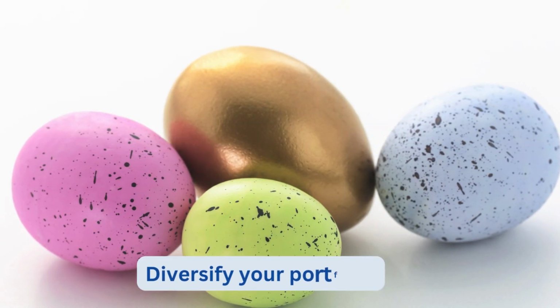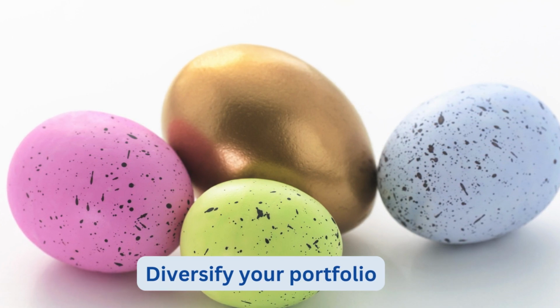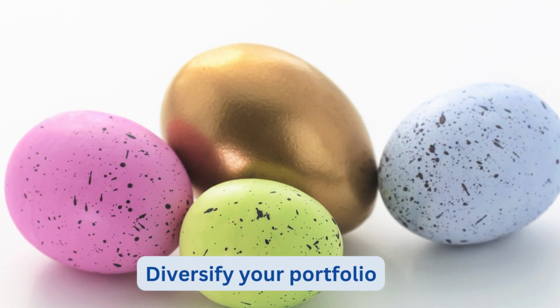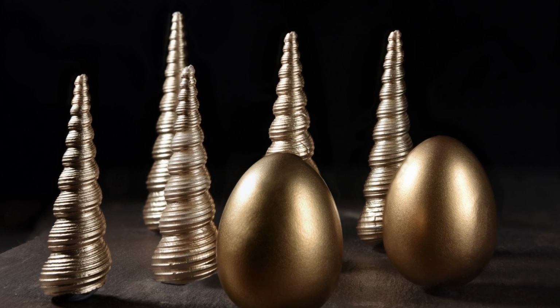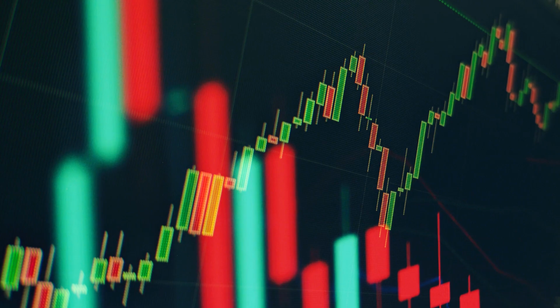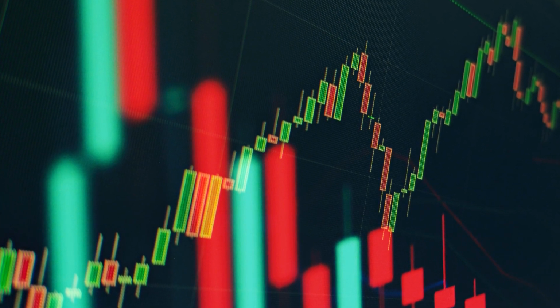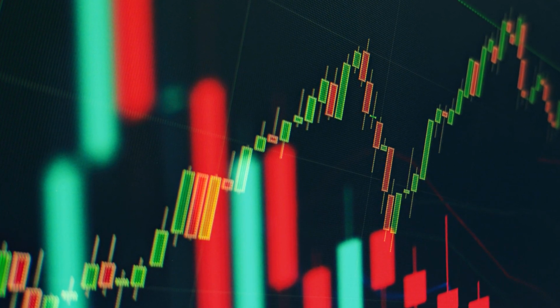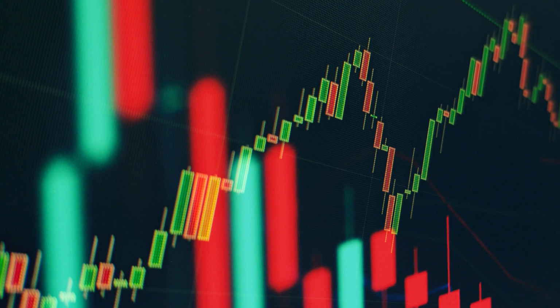2. Diversify your portfolio. Diversification is a key principle of investing that involves spreading your money across a variety of asset classes to reduce risk. This can help protect against losses due to market volatility and improve the overall risk-return profile of your portfolio.